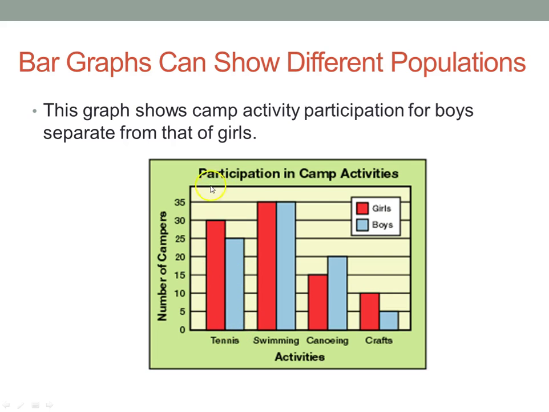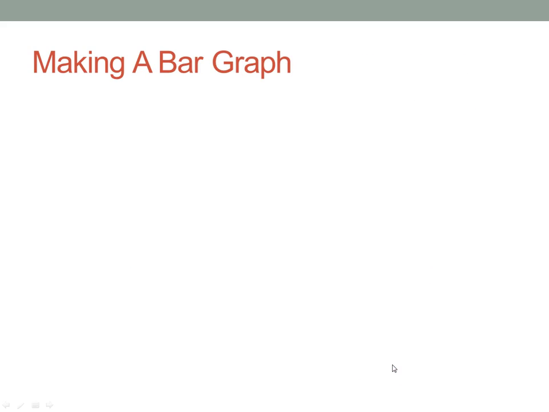So I can see that in terms of participating in camp activities, there were 30 girl campers who played tennis and 25 boy campers who played tennis. And you can see that there are different amounts for each: tennis, swimming, canoeing, and crafts. And this bar graph captures the total activities for girls and boys.